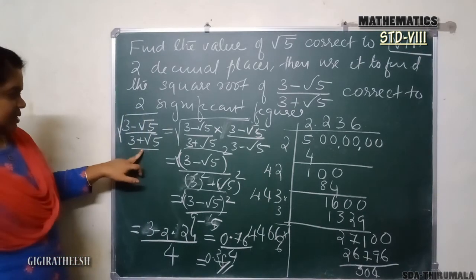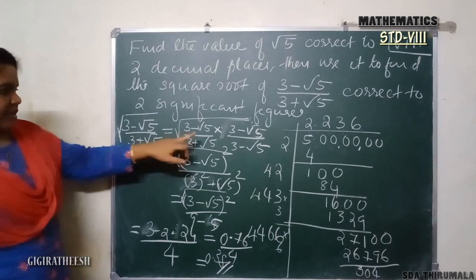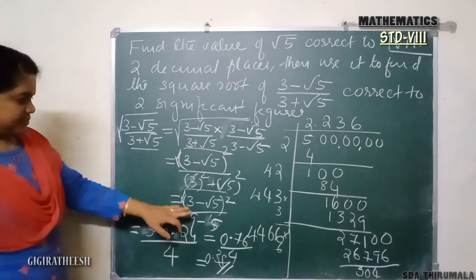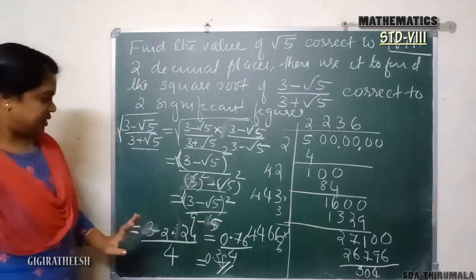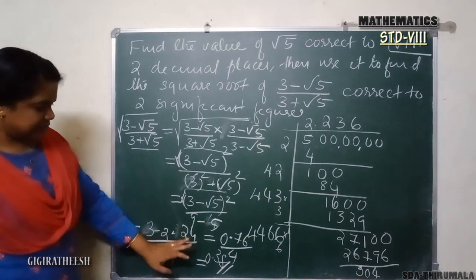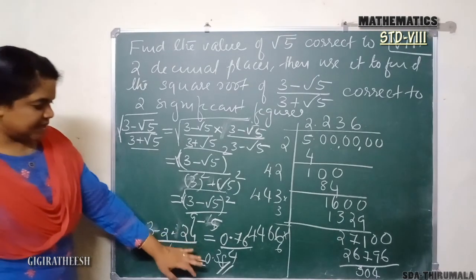If there is a root in the denominator, multiply it with the conjugate, so we can remove the root from the denominator. Then substitute the value of root 5 and we get the answer 0.38.